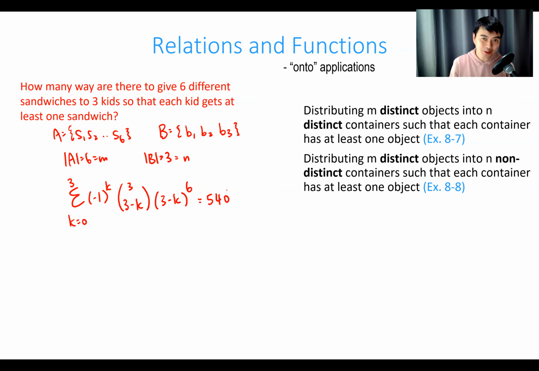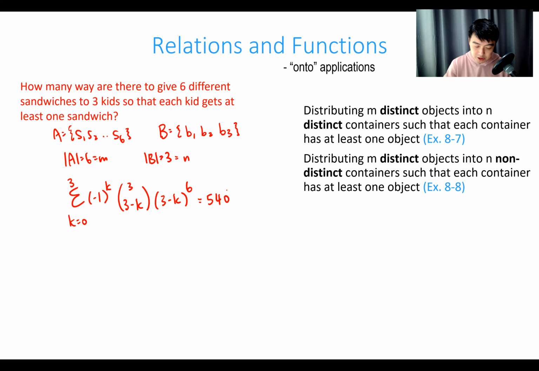Now, how was I able to figure that out? Well, it turns out that there's a very nice equation to go with that. I'm going to talk about that a little bit later. Not right now, but a little bit later. But right now, I want to give another look at an onto application.